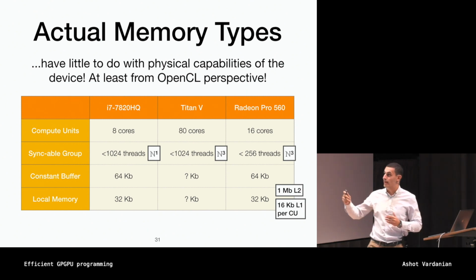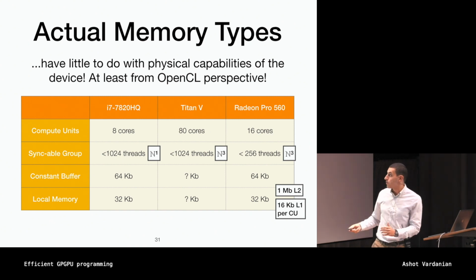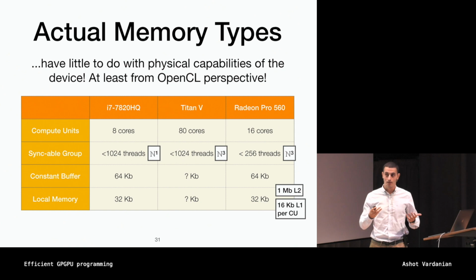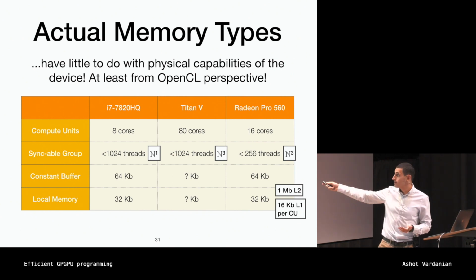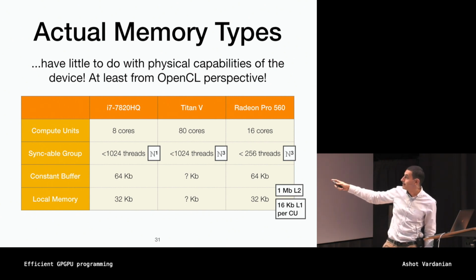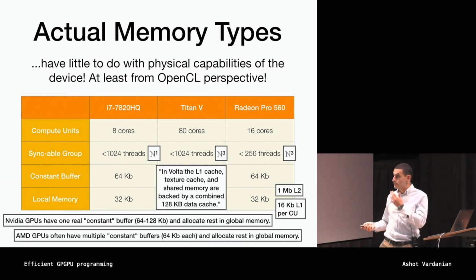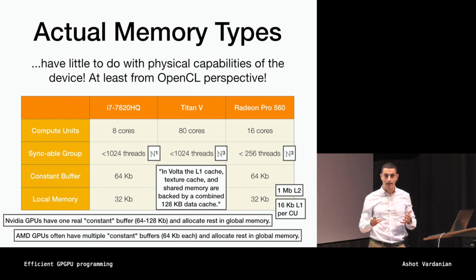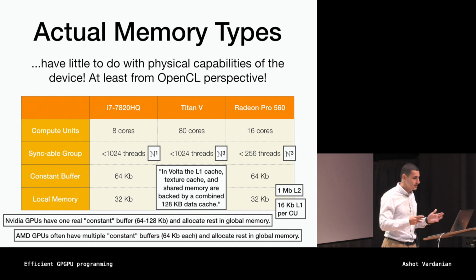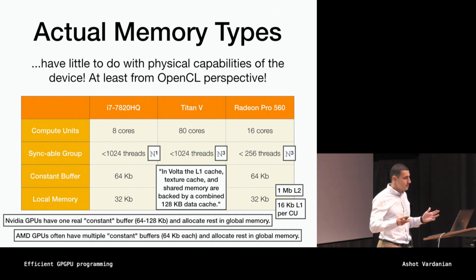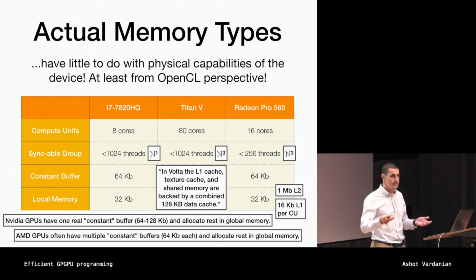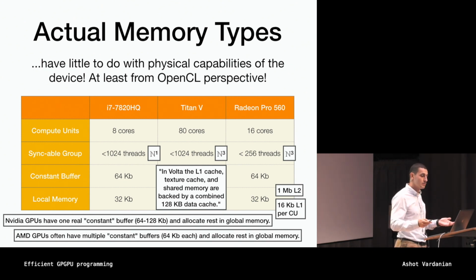The same way with memory. We have constant buffers and the local memory on the device, which is somewhat similar in its basic principles to level 1 and level 2 cache on our devices. Though level 1 cache on this specific GPU on the right is 1 megabyte, while the constant buffer is just 64 kilobytes. To make things even more confusing, as much as I understand, NVIDIA generally has just one real physical constant buffer on a device, and it's generally around 64 to 128 kilobytes, while AMD GPUs have multiple constant buffers. Each of them is 64 kilobytes, but once you exceed this buffer, you start allocating in global memory.